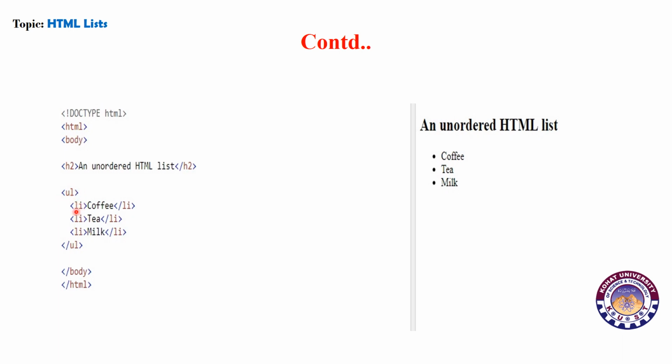Then the li is used to insert a list item within the unordered list. So here I have inserted coffee and I have closed the list item, then I have inserted tea and closed the list item, then I have inserted milk and closed this list item, then I have closed the whole unordered list. Whenever I open this file in a browser, it will look like this. As we have previously discussed, a small circle will be displayed. So here coffee, tea, milk.